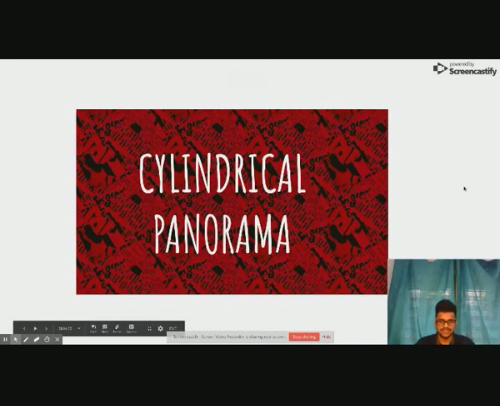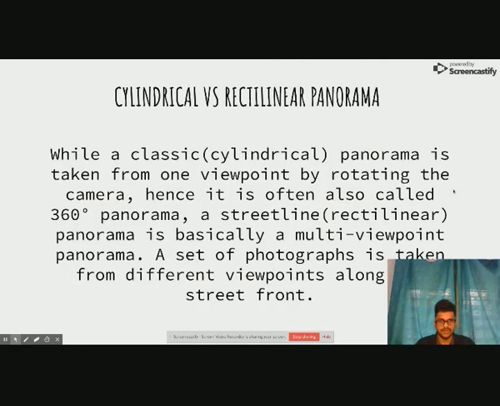Okay, so now we'll study the cylindrical panorama, which was one of our major goals to be accomplished during R2. So what's this cylindrical panorama? While a classic panorama is taken from one viewpoint by rotating the camera, hence it is often called a 360-degree panorama, a straight line, linear or rectilinear panorama is basically a multi-viewpoint panorama. A set of photographs is taken from different viewpoints along the street front.